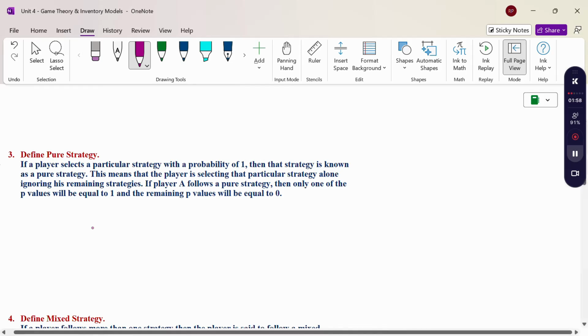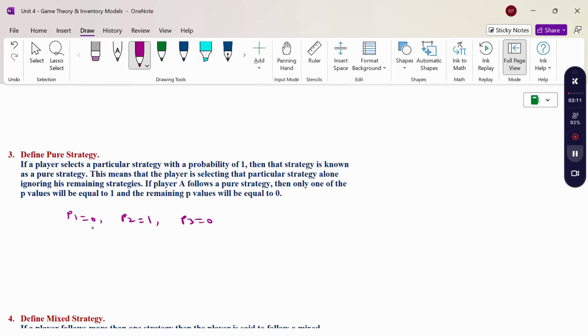For example, suppose the sample probabilities are p1 = 0, p2 = 1, p3 = 0. So the probability is either 1 or 0. Only p2 is 1 and the other strategies are 0. So only one strategy is followed.